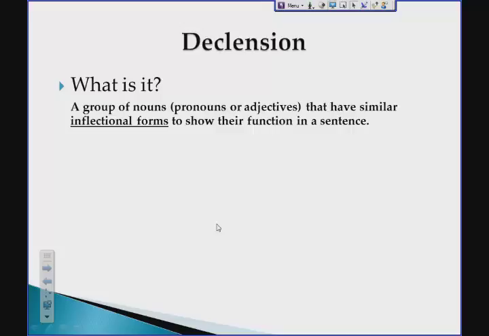Now, I might be using a big term there, inflectional. I'm basically talking about what you would call in English or Afrikaans suffix, the endings. The endings. The suffix. Okay? The endings. Those are the inflectional forms. How they change from one case to the other. Okay? And as they change, they show their function in the sentence.